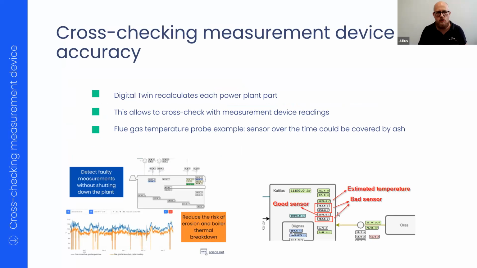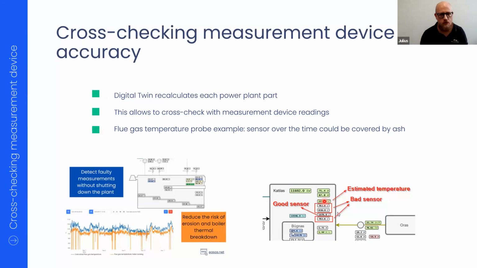Another module is the cross-checking of measurement device accuracy. As we already established, the digital twin has the whole mass and energy balance already calculated. The simplest example of detecting faulty measurement devices would be flue gas temperatures. In this case, I can show it.